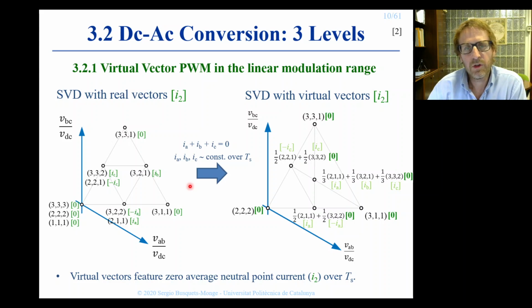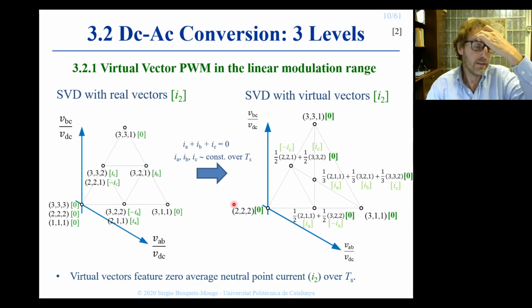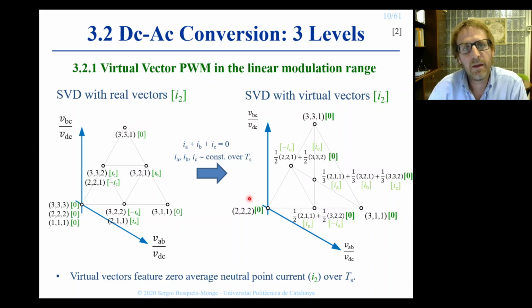Well, one option is to redefine the vectors in the space vector diagram, and we can redefine them as shown here in the right, defining what we know as the virtual vectors, as a set of virtual vectors. These virtual vectors are defined so that they all have an average neutral point current over the switching cycle equal to 0. For instance, this virtual vector here is defined as 1/2 of switching state 221 plus 1/2 of switching state 332.